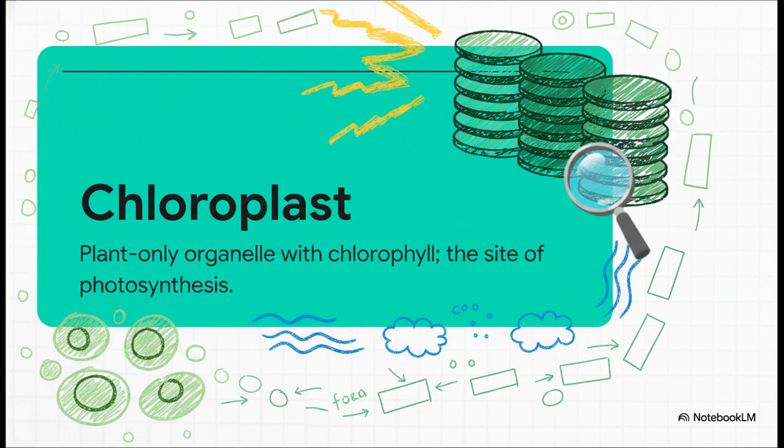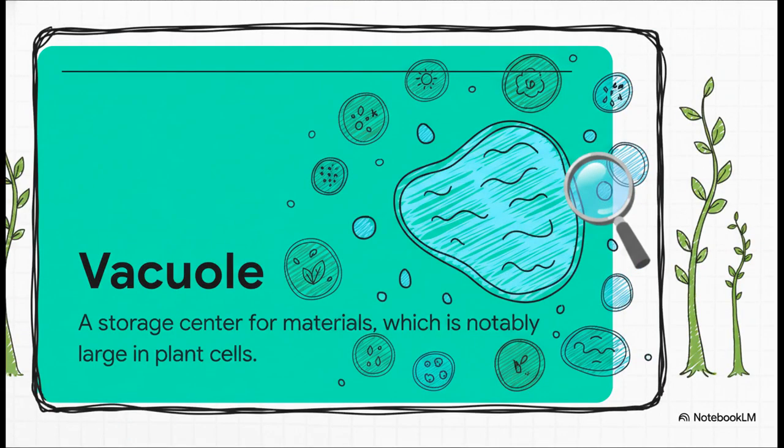It's basically a tiny solar panel that captures sunlight, mixes it with water and carbon dioxide, and produces food for the plant. Without the chloroplast, life on Earth as we know it simply wouldn't exist. No way. And before we leave the plant cell, we absolutely have to mention the vacuole.